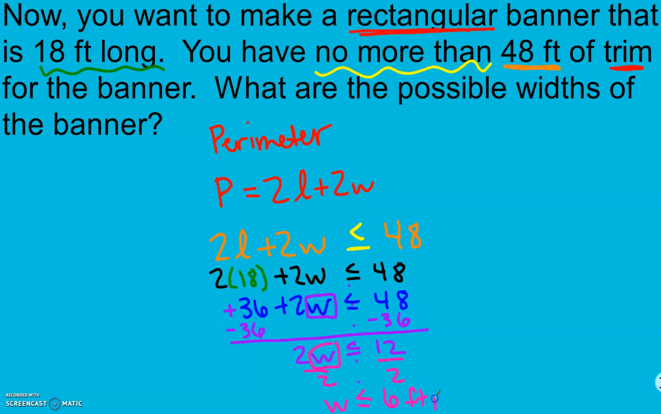So I could use 6 feet width, and that would use all the trim that I have, or I could go slightly less. I could go 5. Maybe I only want to do 1 foot wide. That would work too. So our possible widths are less than or equal to 6. Keep in mind it can't be a negative there. Just like on the last problem, we couldn't have actually had -4 because we're talking distances. But anything less than 6, that is still positive.